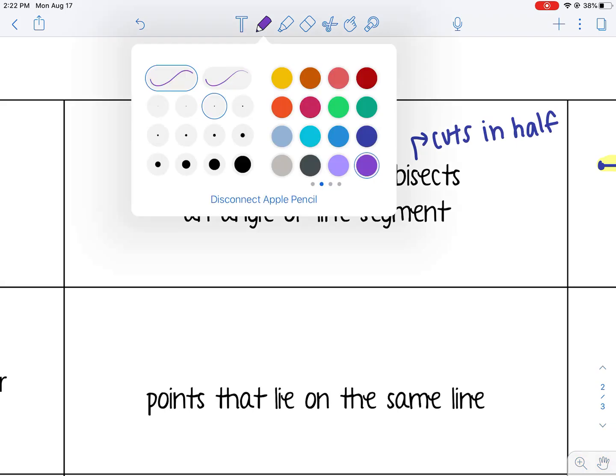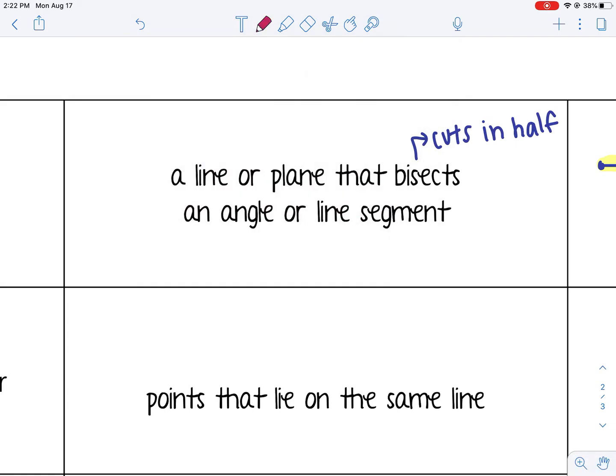You can't cut a line in half. So just remember, you can't cut a line in half. Plane you can't cut in half. Lines, planes, and rays cannot be cut in half. So not everything can have a bisector.